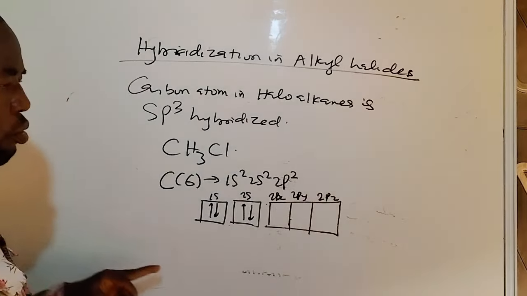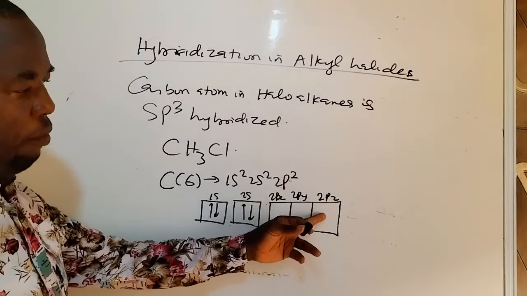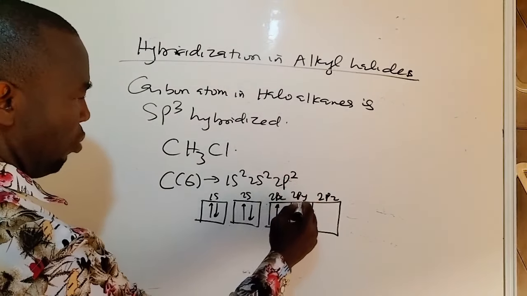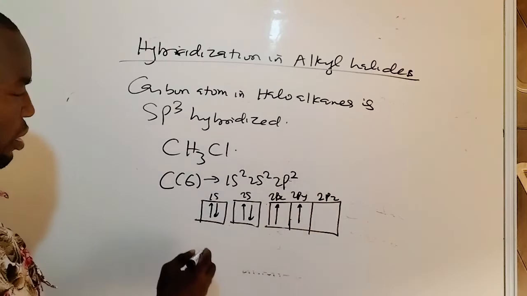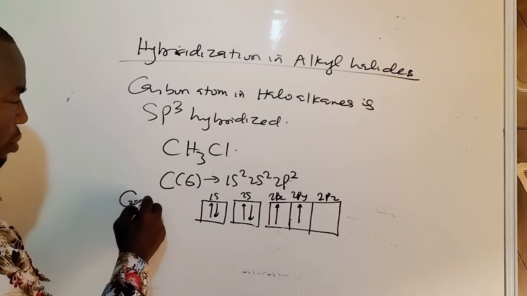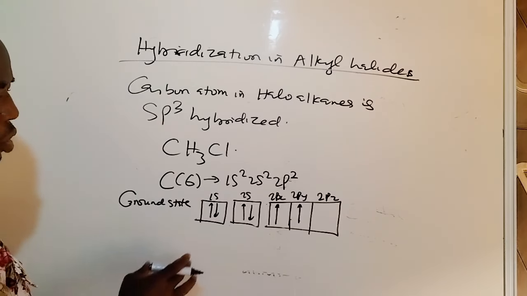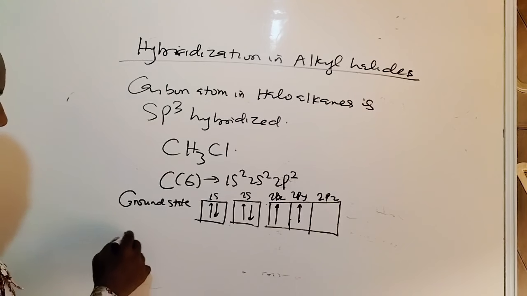Now, going by Hund's rule, electrons will not be paired in only one orbital. They will go singly to each orbital before they start doubling. There are 2 here, so I'll give 1 to this one and 1 to this one, and one is empty since I only have 2. So this is what's called the ground state electronic configuration of carbon. Carbon does not undergo hybridization in the ground state. It undergoes hybridization in the excited state.